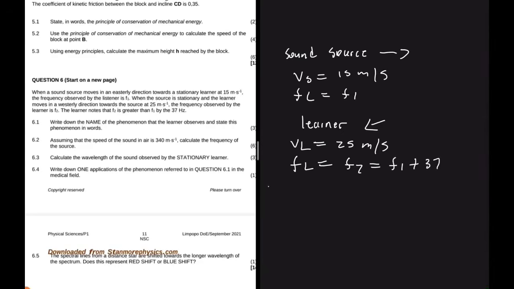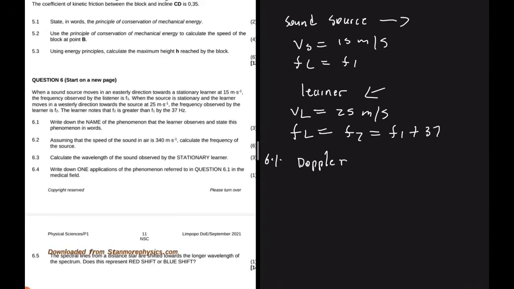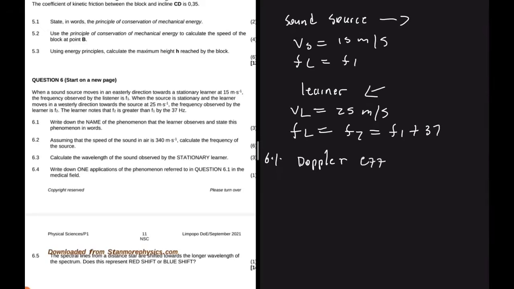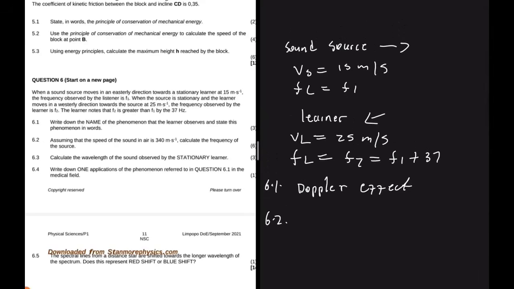And then 6.1 says write down the name of the phenomenon that the learner observes and state this phenomenon in words. So we know that the phenomenon is Doppler effect, right? Because the observed frequency and the emitted frequency are different because of the relative movement between the sound source, the listener, and the speed of sound in air. And then 6.2 says, assuming that the speed of the sound in air is 340 meters per second, calculate the frequency of the source.